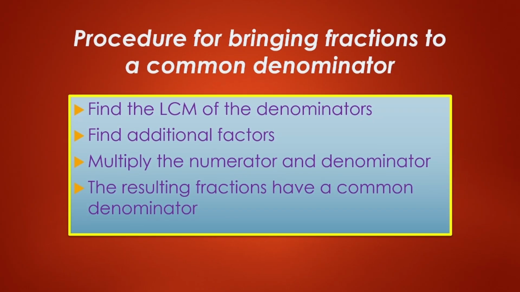But what should we do when both the numerators and the denominators are different? For this, we use the rule of bringing fractions to a common denominator. We should define the LCM of the denominators, find additional factors, and multiply the numerator and denominator. The resulting fractions have a common denominator.